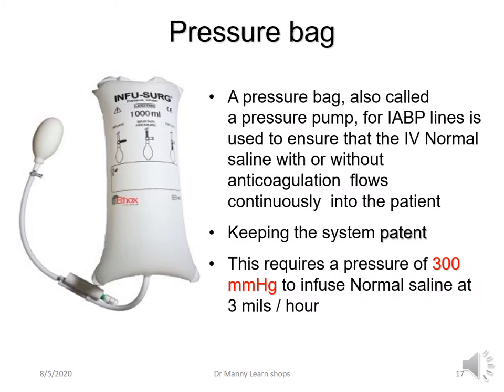Then you've got a pressure bag, and a pressure bag, also called a pressure pump for IABP lines, is used to ensure that the IV normal saline, with or without anticoagulation, because sometimes anticoagulation isn't used by intensivists because of the increased risks of HITs developing in some of their critically ill patients. So therefore, the pressure bag makes sure that the fluid flows continuously into the patient through the catheter, keeping the system patent. Again, this requires a pressure of 300 millimeters of mercury to infuse normal saline at a rate of approximately 3 mL per hour at that pressure.